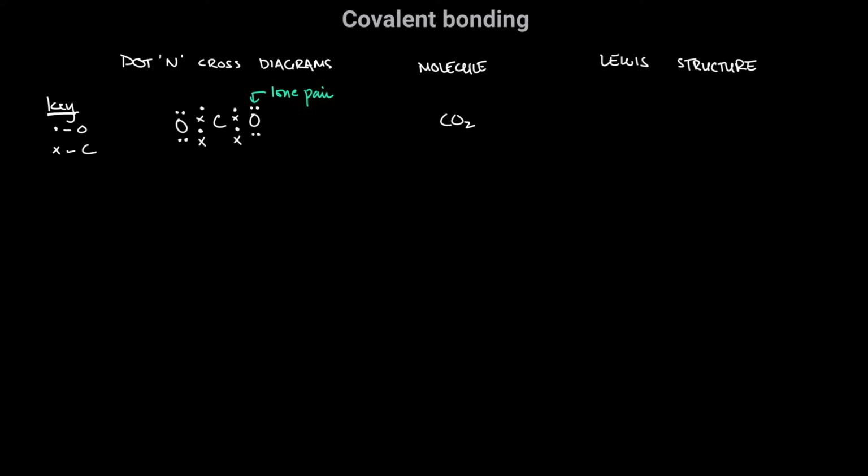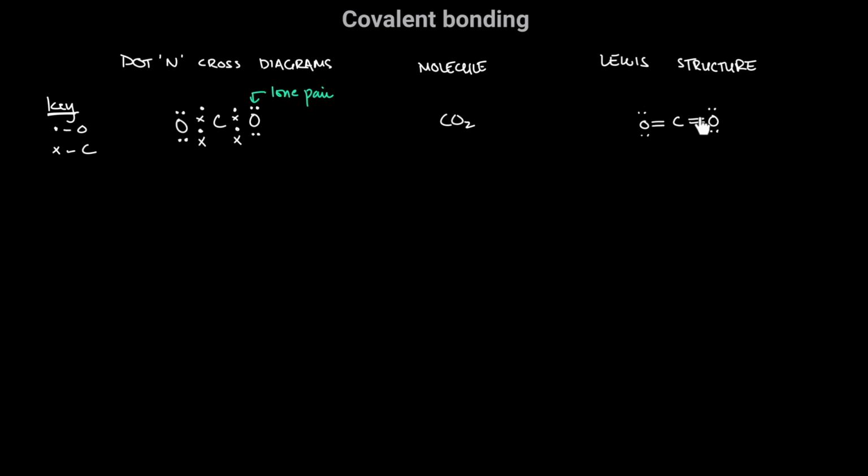Now, what does the Lewis structure of carbon dioxide look like? The Lewis structure of carbon dioxide is the following. It shows clearly that there are double bonds between the carbon and the oxygen, but it also shows the lone pairs of electrons in the valence shell. So we have 2 lone pairs of electrons on this oxygen atom, and 2 lone pairs of electrons on this oxygen atom. So this is the Lewis structure of carbon dioxide, whereas this is the dot and cross diagram for carbon dioxide. In the Lewis structure, we only use dots to represent electrons.